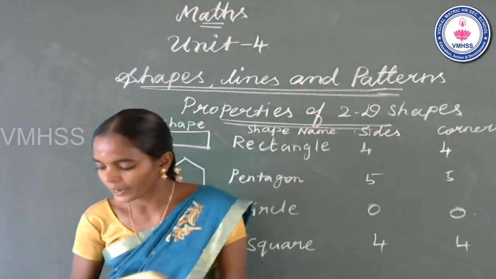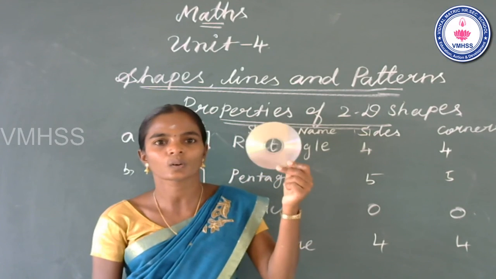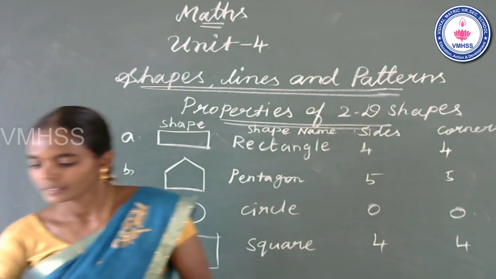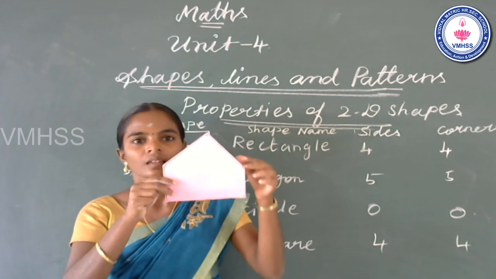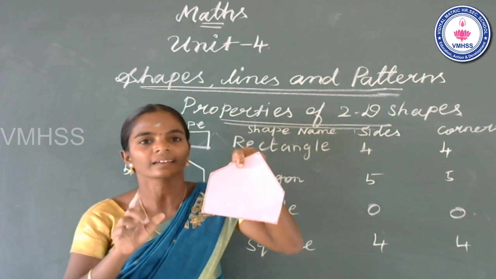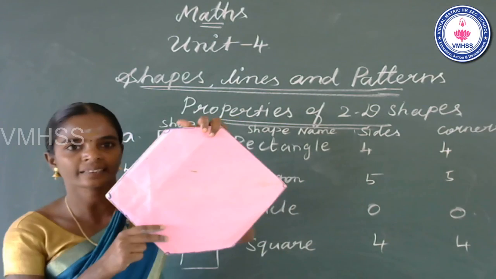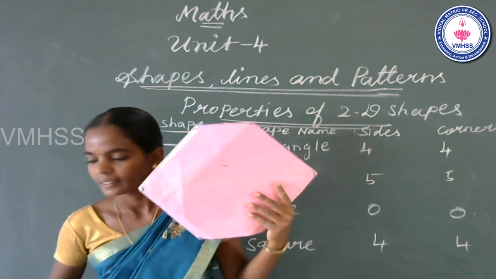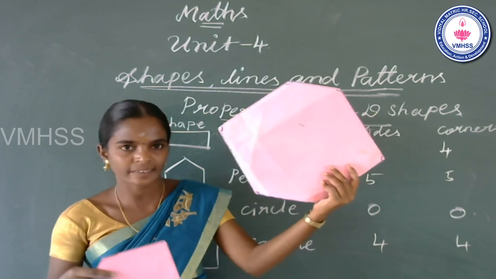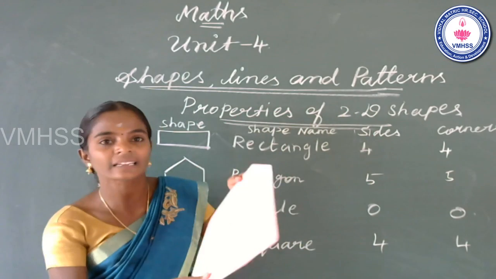Next one, this shape, circle. Circle has no sides and no corners. No straight sides and no corner. Next one, pentagon. Pentagon has five sides and five corners. Next one, hexagon. This shape, hexagon, has six sides and six corners.